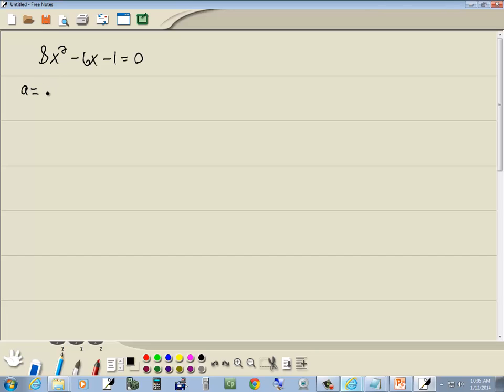A is the number that's in front of our x squared, which is 8. B is the number that's in front of our x, which is negative 6. And c is our number at the end, which is the negative 1. Now our formula is x equals negative b plus or minus the square root of b squared minus 4ac, all over 2a.